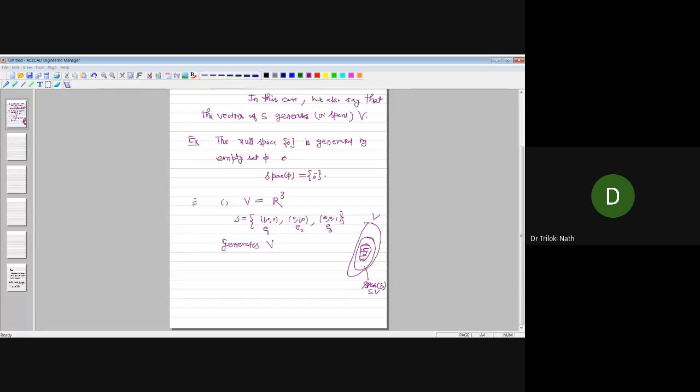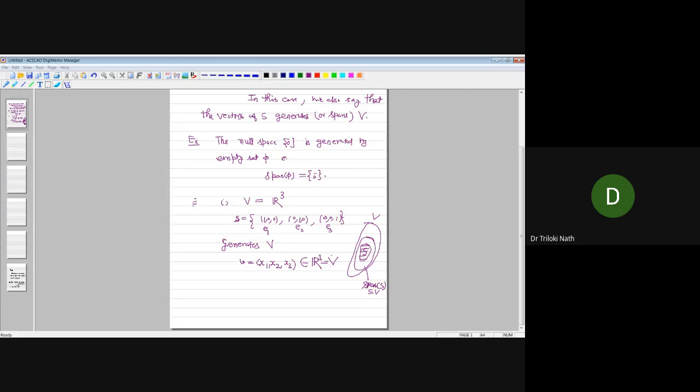Generates V. So how to prove that this generates V? Meaning is that whatever vector you take in the vector space V, you can write as a linear combination of these three vectors. Let me again clarify that this set S generates the whole space V. Means if you take any vector v in the vector space V, you can write v as a linear combination of these three vectors. Is not it? That is the meaning. So let us suppose that v is any vector, that is 3-tuple x1, x2, x3, in the whole space R3, which is your whole space V.